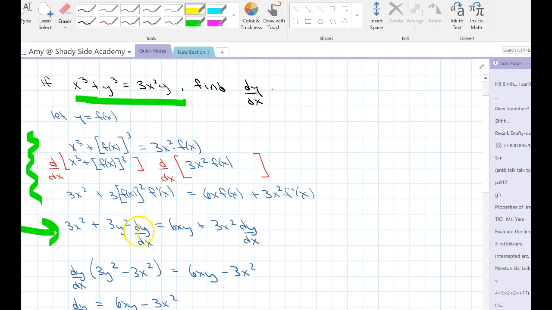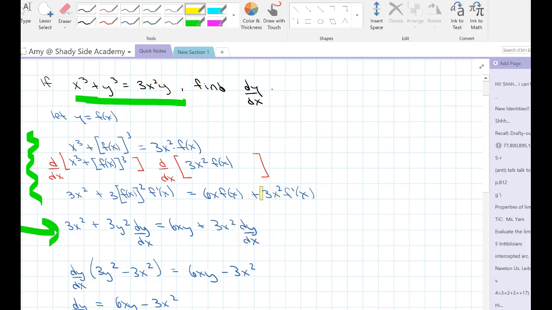The reason why the dy/dx had to be tagged on is because we have to remember we're taking the derivative with respect to x of a function of x cubed. If you go over here to the right-hand side, when I took d by dx of 3x squared f of x, the derivative of f of x just eventually became dy/dx. So the derivative with respect to x of y, if you just use the power rule, would be 1, and then multiplied by dy/dx.